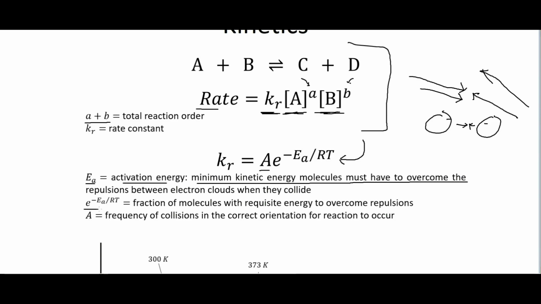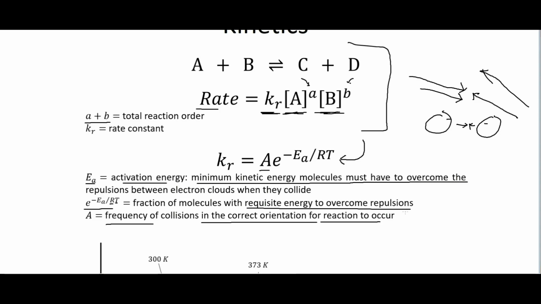So this e to the power of the negative activation energy over RT, where R is the gas constant and T is the temperature, is the fraction of molecules with the requisite energy to overcome the repulsions. Then this A here is the frequency of collisions. It's going to be between 0 and 1, and it's the frequency of collisions in the correct orientation for a reaction to occur.